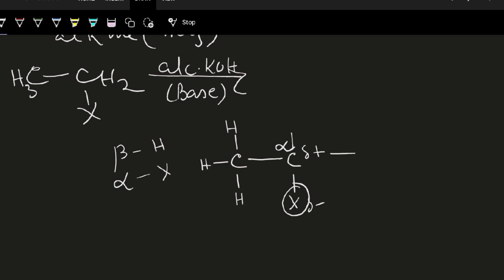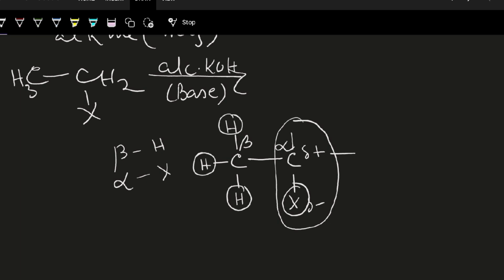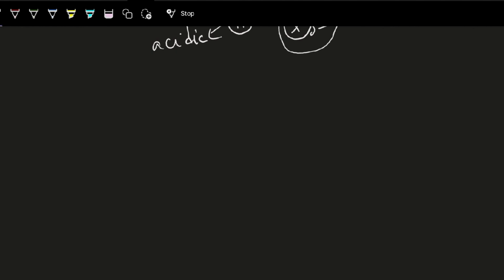Any carbon which is directly attached to this alpha carbon is a beta carbon. And on account of the polarity of the C-X bond in the alpha carbon, a polarity is induced between the beta carbon and the alpha carbon, for which the hydrogen atoms which are attached to the beta carbon are acidic in nature.